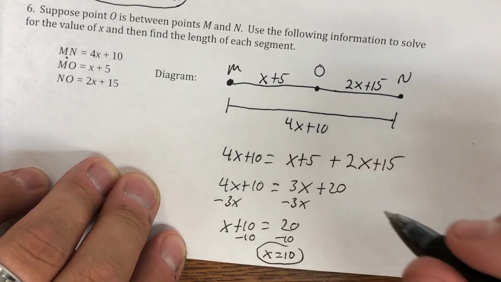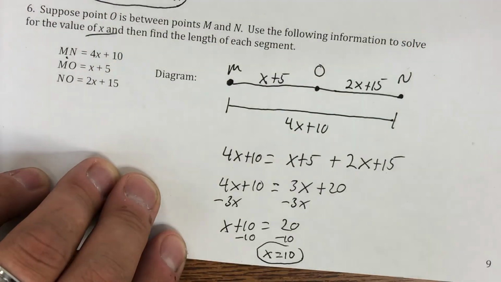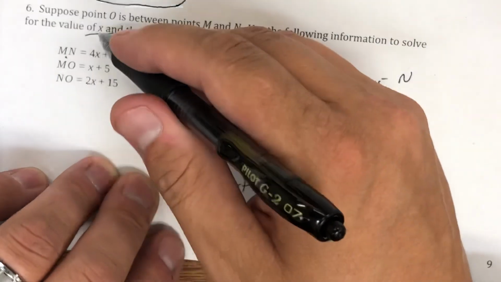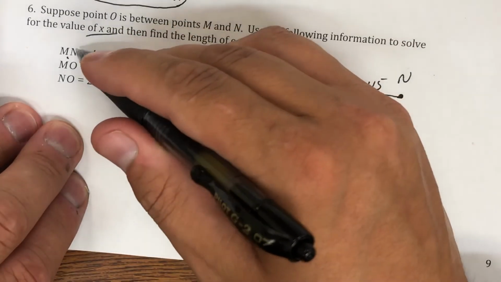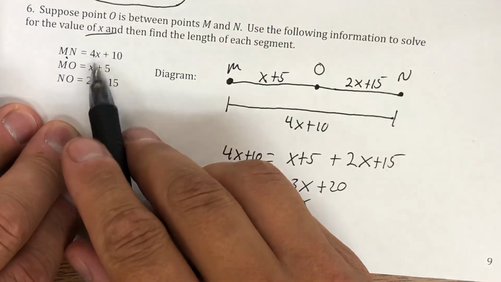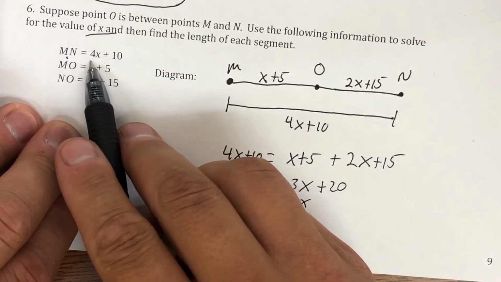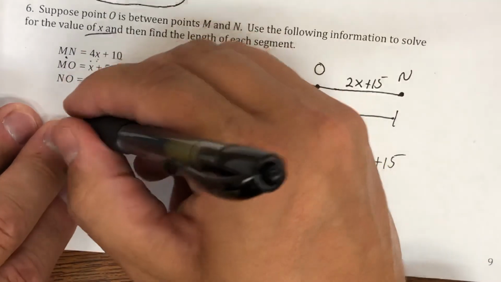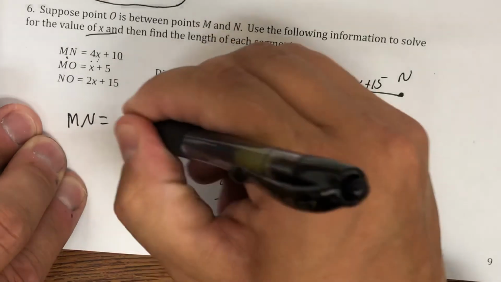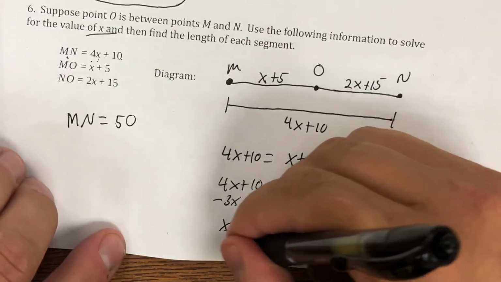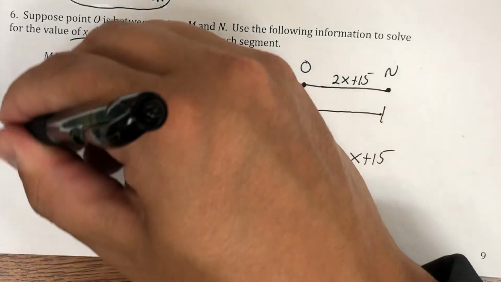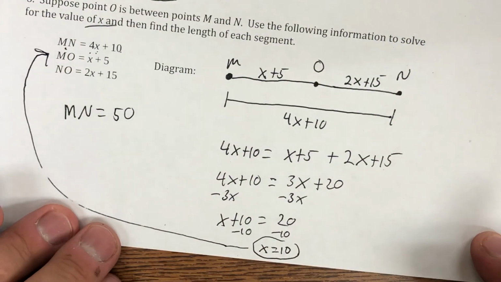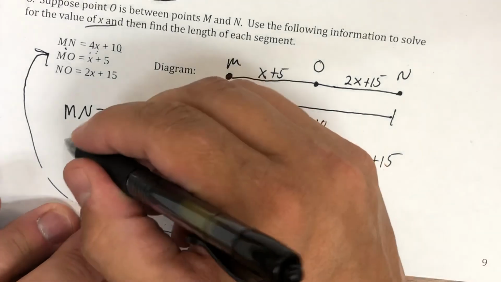So we found x. Bam. It also tells us to find the length of each segment. So I need to put x back in. So when I put mn, I'm just going to do this part in my head. X is 10. So 4 times 10 is 40 plus 10. That has to equal 50. So mn equals 50. You have to take x and substitute it back in for all three parts. Okay, so MN is 50.